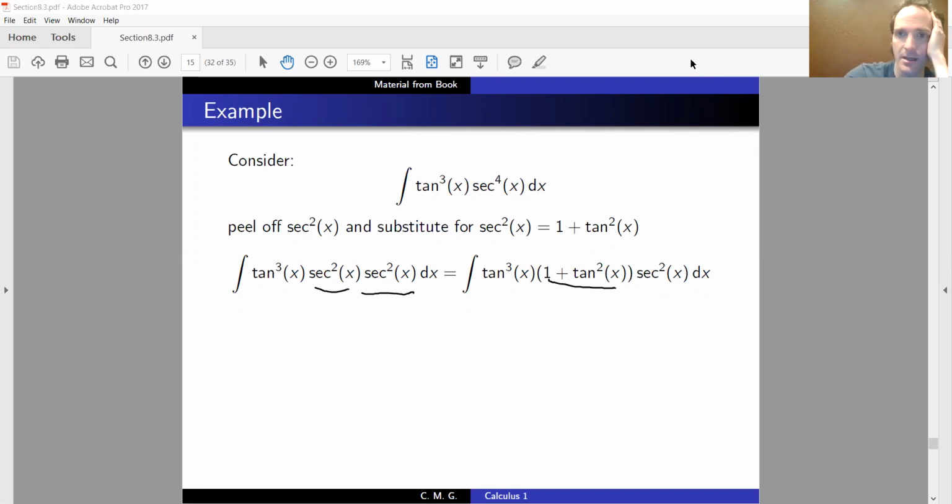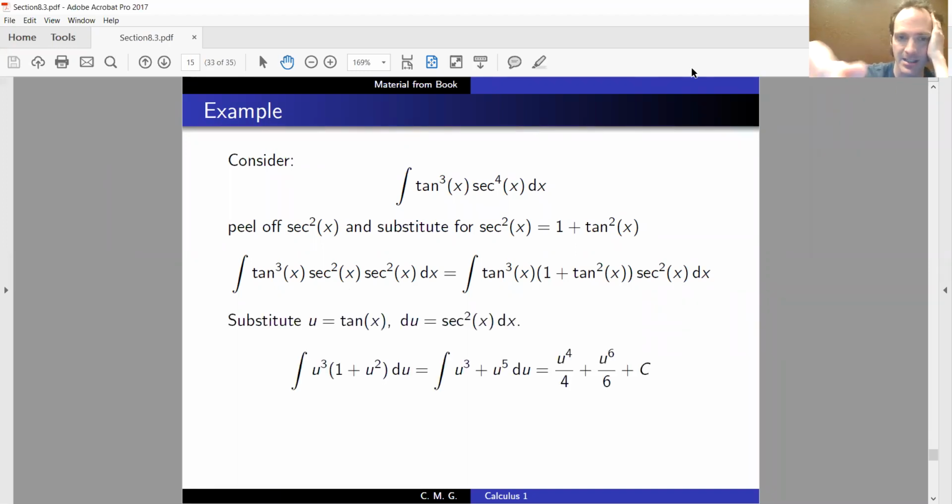Make the u substitution for u equals tangent. du is secant squared x dx. And so I'm left with u cubed times 1 plus u squared du. So that u substitution got rid of all of the terms there. Now I have u cubed plus u to the 5th, which is u to the 4th over 4, u to the 6th over 6, plus constant c.